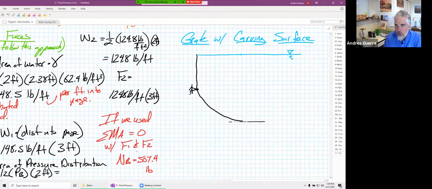Now let's leave some room right in here to draw all of our pressure distributions, just to the right and above the gate right here. Let's say this is just another normal down here at point B. So point B is just a smooth contacting surface. Point A is a pin over here.